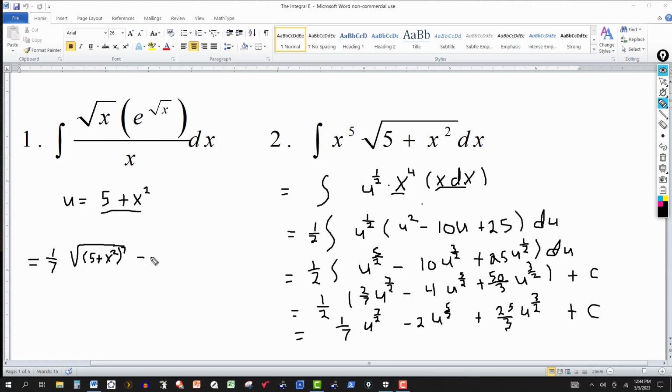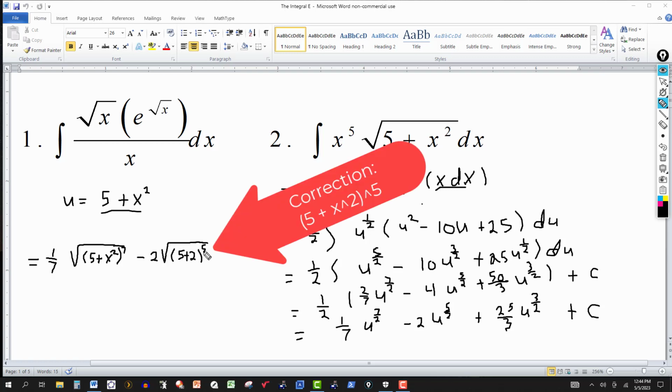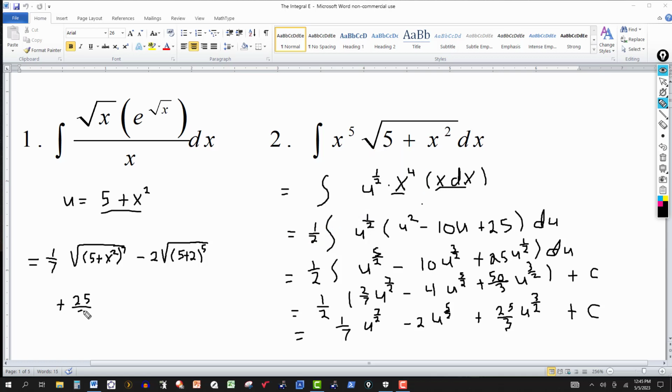And then it's a minus 2, square root. Again, the u is replaced by 5 plus x squared. It's to the 5th. And then we have a plus 25 over 3. Again, replacing u by the 5 plus x squared. The power here inside the radical is 3, plus the constant of integration.